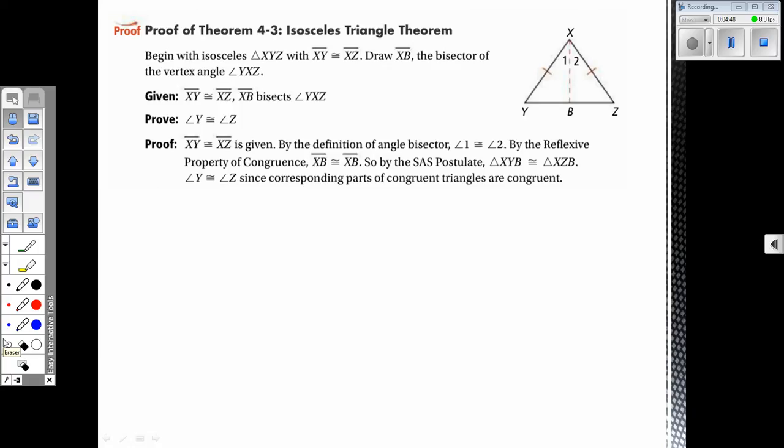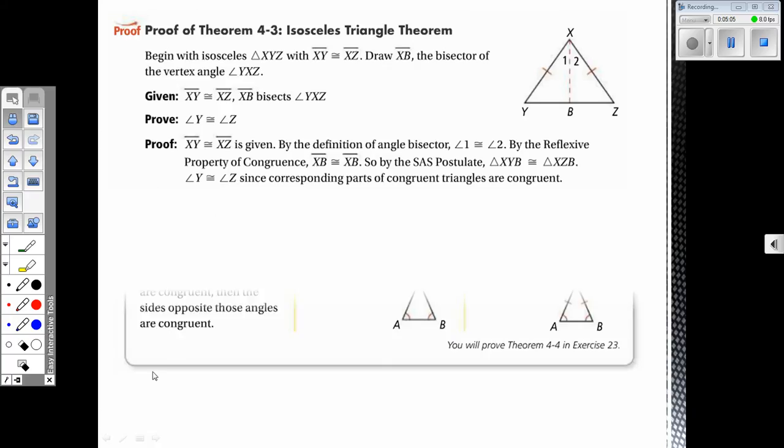Okay. So here's the proof kind of written out. XY is congruent to XZ is given. By the definition of angle bisector, 1 and 2 are congruent. By reflexive, XB is equal to XB. So the triangles are congruent by side angle side. And then Y is congruent to Z since the corresponding parts of congruent triangles are congruent, right?